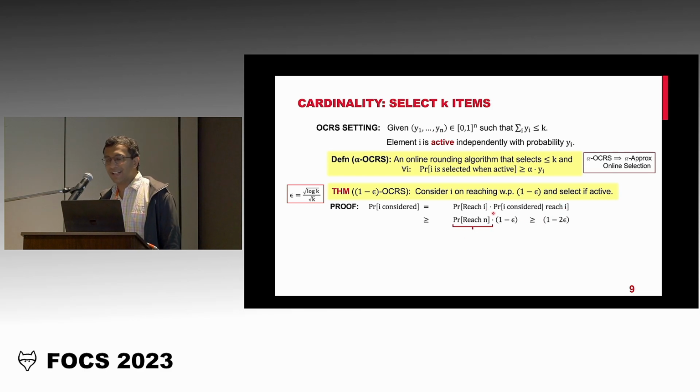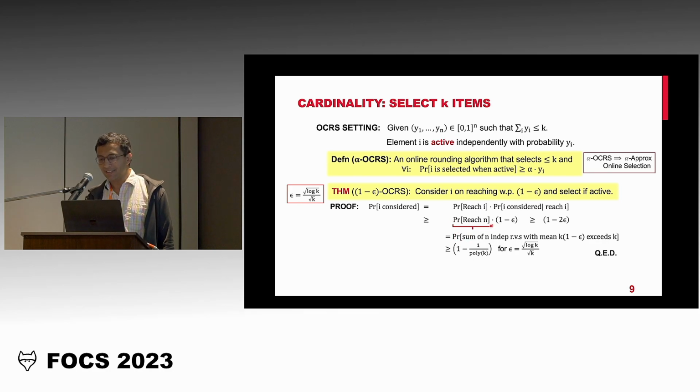So the probability of reaching i is at least the probability of reaching even the last element, times the probability of considering something, which is exactly 1 minus epsilon. I'll argue that the probability of reaching n is at least 1 minus epsilon, so you'll get a 1 minus 2 epsilon OCRS. And why is the probability of reaching n at least 1 minus epsilon?